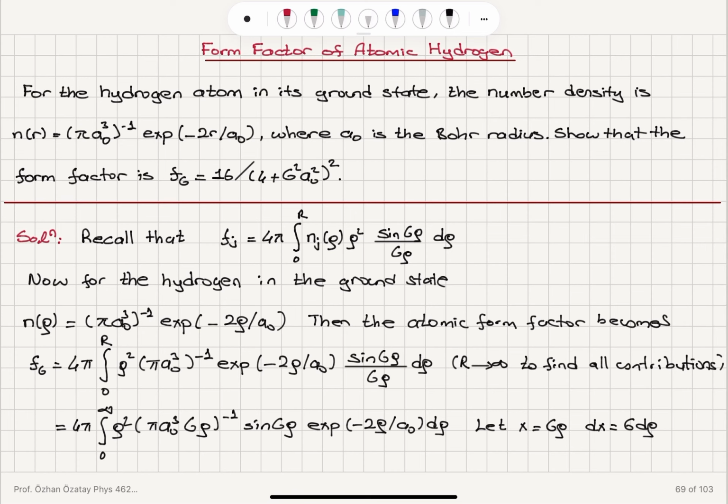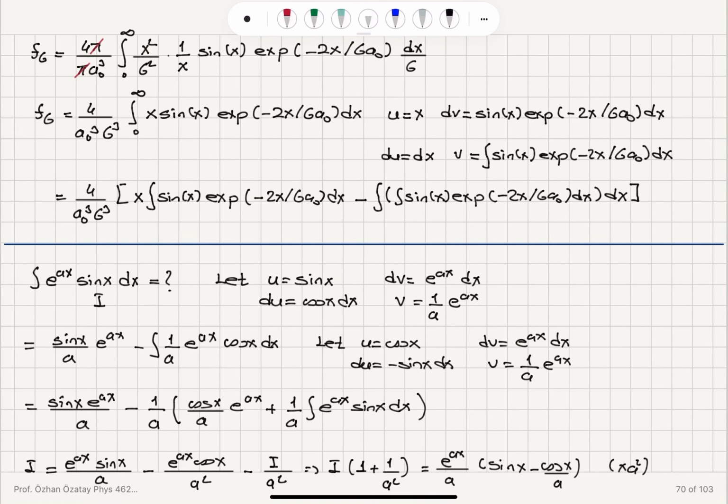And we substitute our electron number density for the electrons. Then we obtain basically a result of this form where we have a rho square pi A0 cubed G rho to the power minus 1 sine G rho exponential minus 2 rho over A0 d rho. So this looks a little bit ugly here. We have substituted for G rho x and for dx G d rho, and we have seen that this integral turns into a form integral from 0 to infinity x sine x exponential minus 2x over G A0 dx.